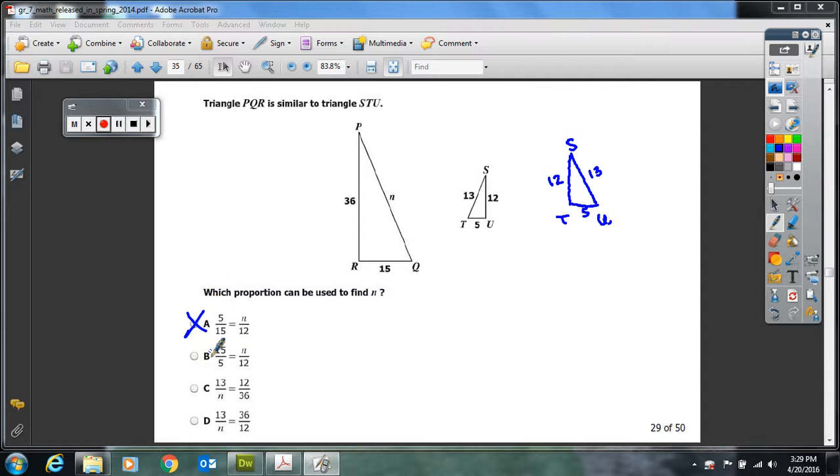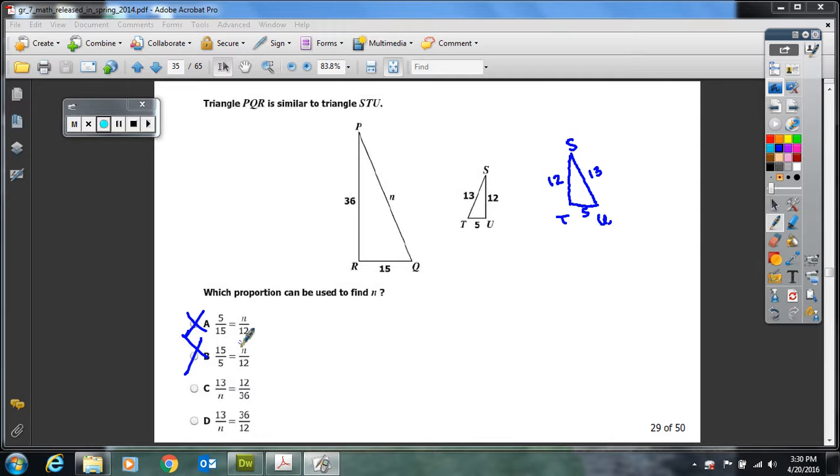All right, let's look at answer B. They went from big triangle to small triangle. Those two sides correspond to one another, as big triangle is to this side of the small triangle. Well, if they said 13, it would have been a good proportion, but n, this side, does not correspond to 12, this side. So we can cross out B. So now we only have 2 more possible answers.